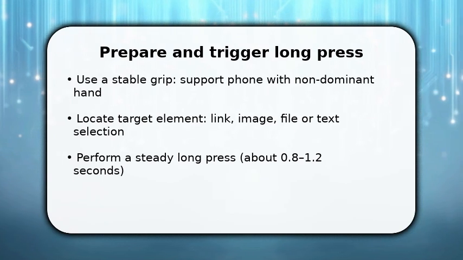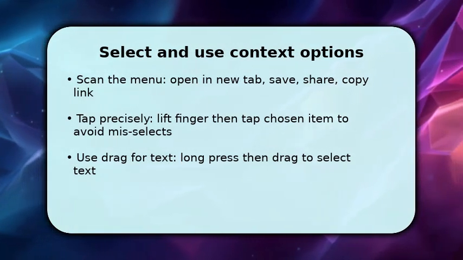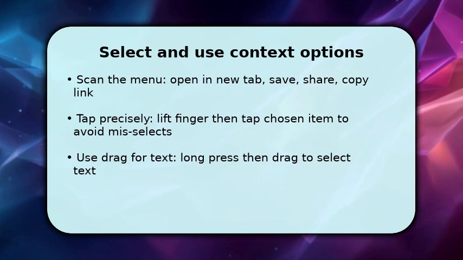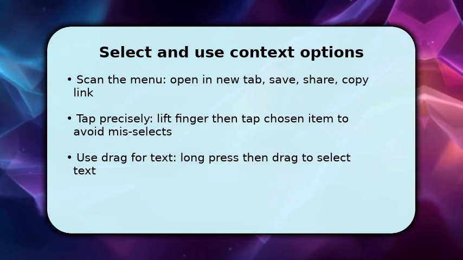Once the context menu appears, scan options and understand what each does. For example, open in new tab versus save or share. Then lift your finger and tap the desired option. This prevents accidental activation of the wrong command.